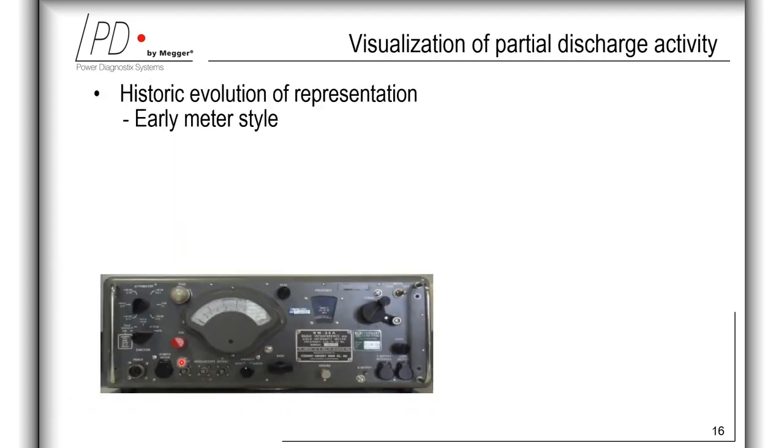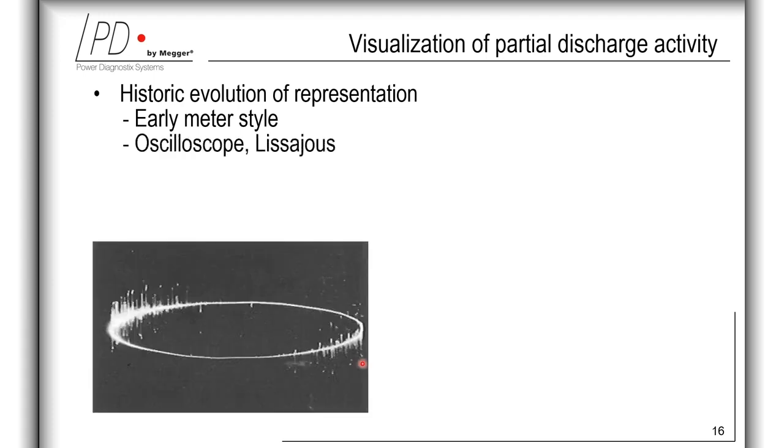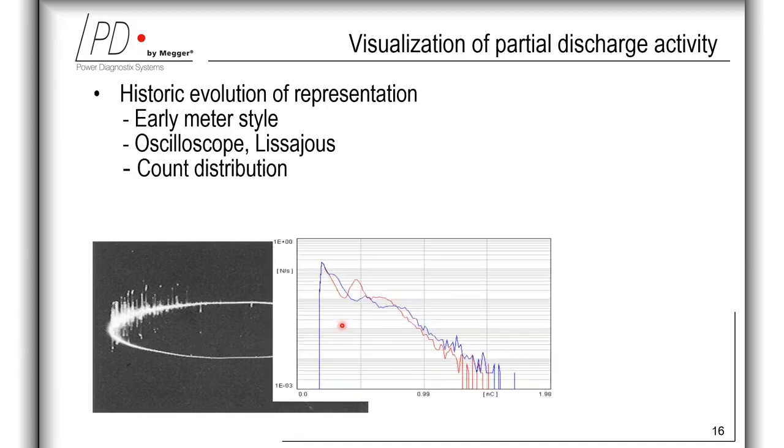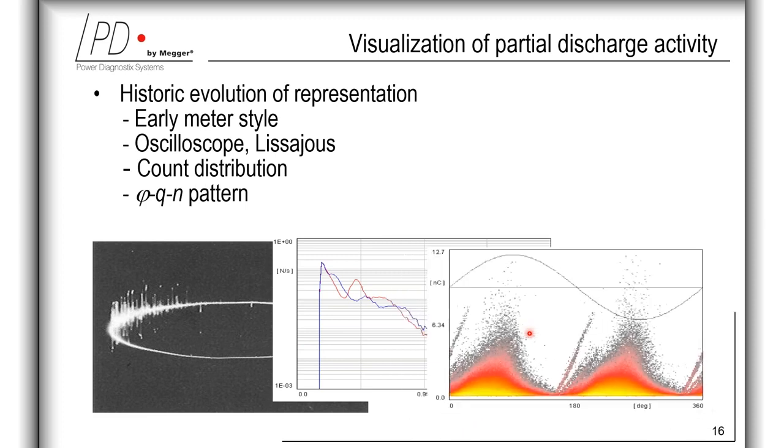So, visualization of partial discharge activity. I'm talking about the early PD detectors. They were based on disturbance measurement receivers, and many of them were equipped with speakers or even headphones. And this is a picture of one of the early instruments. And this figure is called an ellipsoid Lissajous, used to indicate the phase position of the PD activity. And here, this graph is showing a typical count distribution.